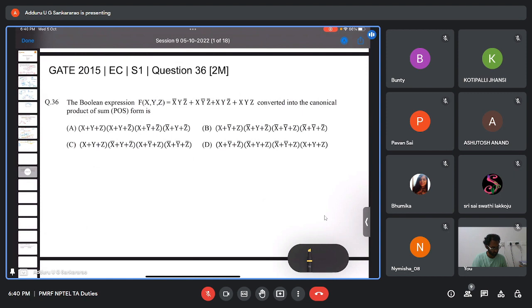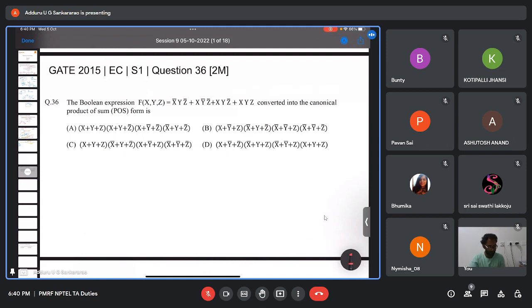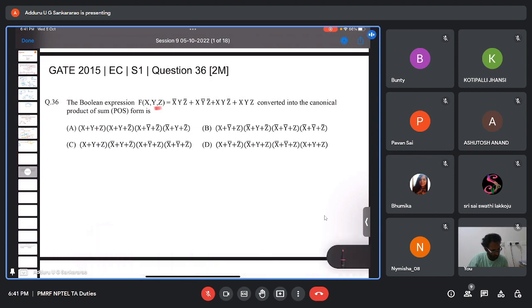So this is the next question. This question was given in GATE 2015 ECE set 1 for 2 marks. The question is: the Boolean expression f of x, y, z is given. Convert it into the canonical product of sum form. So something is given, and we need to convert it into canonical POS form.